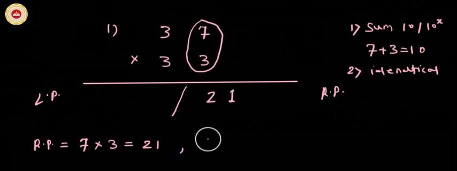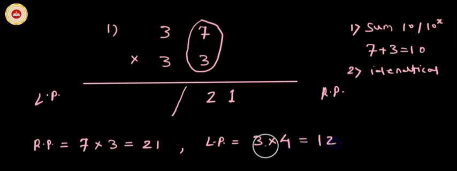Now let us calculate left part. How to calculate left part? Multiply identical digit or digits with its ekadhik. Identical digit is 3. What is ekadhik of 3? 4. So multiply 3 by 4, which gives us 12. 3 fours are 12. So left part is 12.